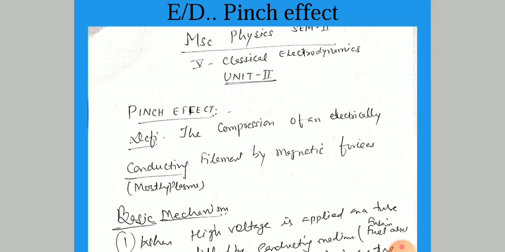So what it means is, if current is flowing through any conducting medium, then it produces a magnetic field. The flowing current itself induces a magnetic field which is perpendicular to the flow of the current, and this forces the ions and the electrons toward the center or the axis. This effect is known as the pinch effect. So what is the basic mechanism of the pinch effect?